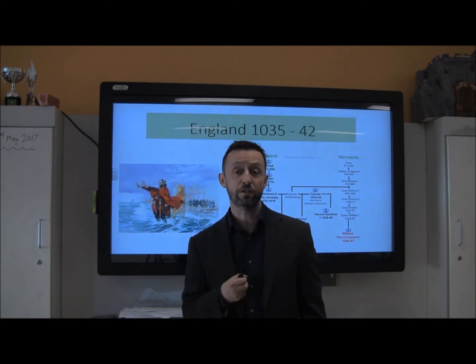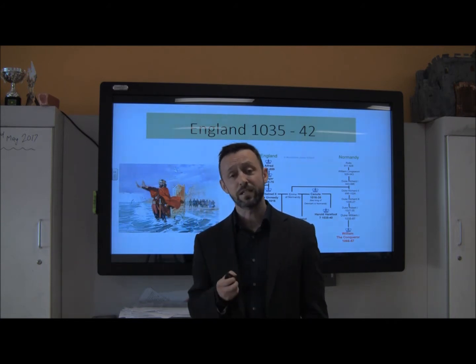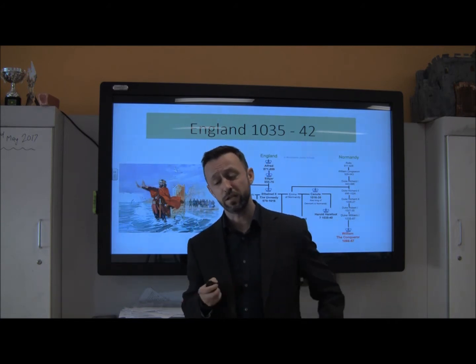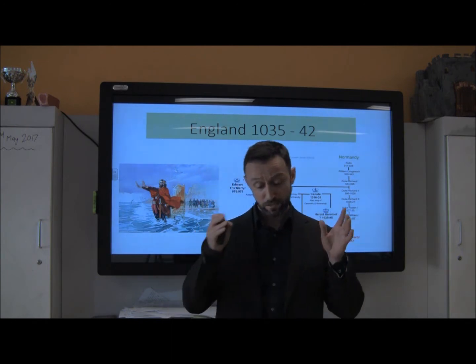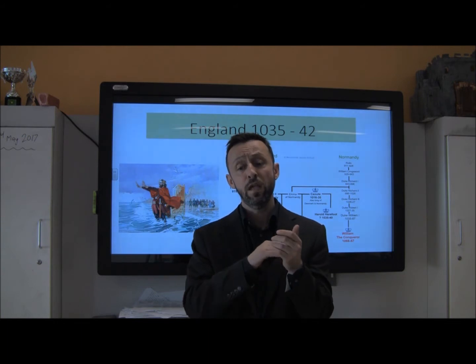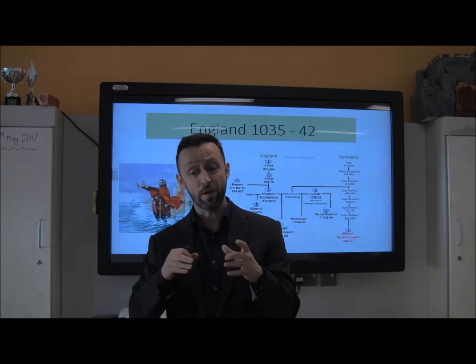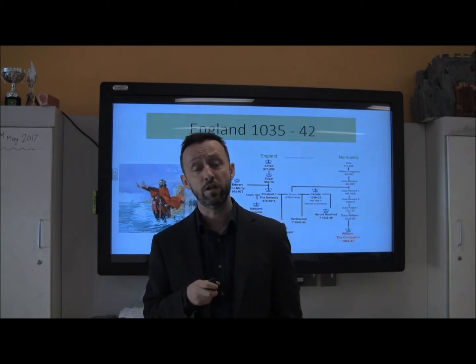Then we get to the start of this course, which is the death of Canute. And we have a succession crisis almost immediately. So Canute, by his first wife, has a son, Harold. This is Harold Harefoot. He also has a son by Emma, who is Hardicanute. Emma is desperate for her son, Hardicanute, to become king.